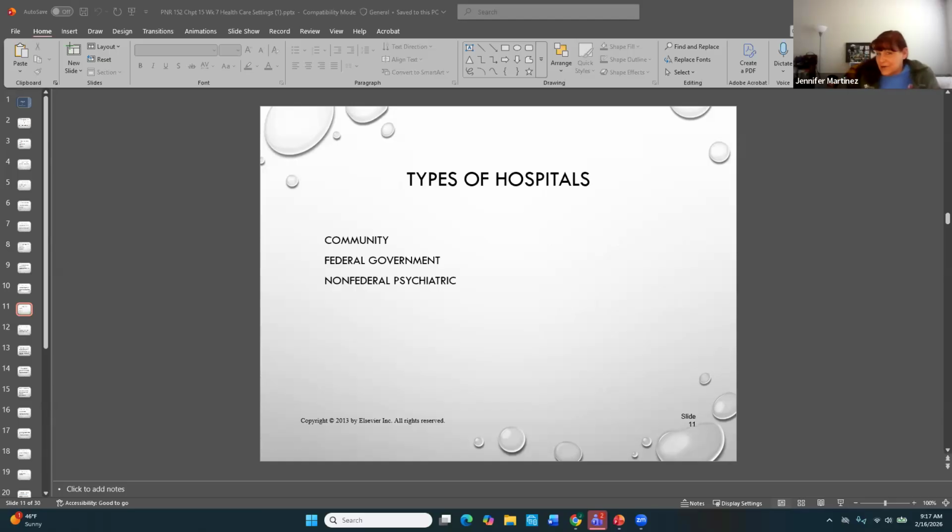All right, so more types of hospitals. There are lots of hospitals in the area, depending on where you live. You may have multiple options to choose from. In some areas, there may be fewer options as far as where to go when you need actual hospital type care. So we have community hospitals, we have the government hospitals, and we have non-federal psychiatric hospitals.